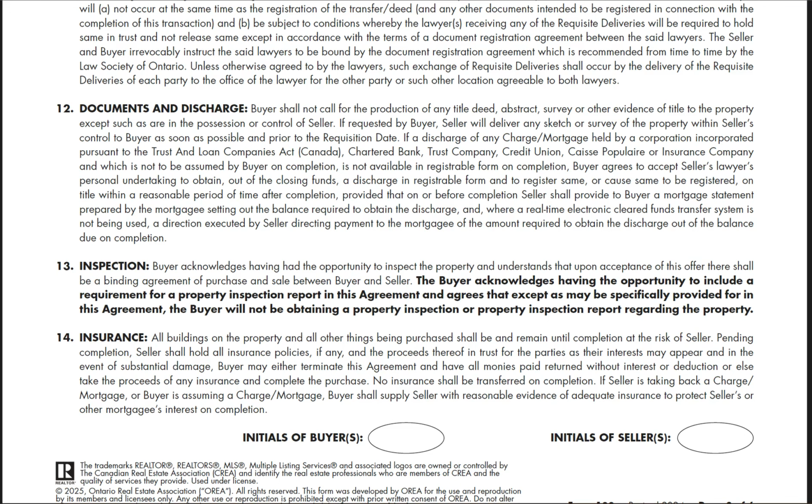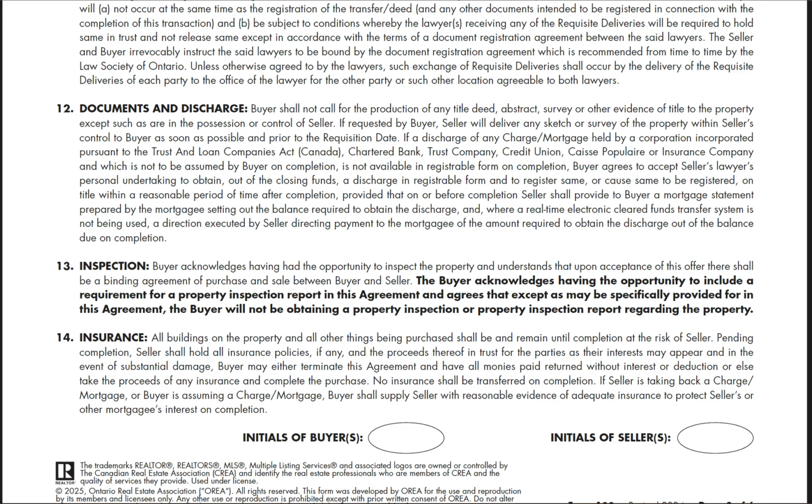Why is this clause important? It prevents unnecessary delays. The buyer cannot demand title documents that the seller does not have, and it ensures that the seller clears any mortgages or loans before the buyer receives ownership. It also protects the buyer from assuming unwanted debts. If the seller has a mortgage, they must ensure that it has been discharged. It basically allows for flexibility on discharging the mortgages.